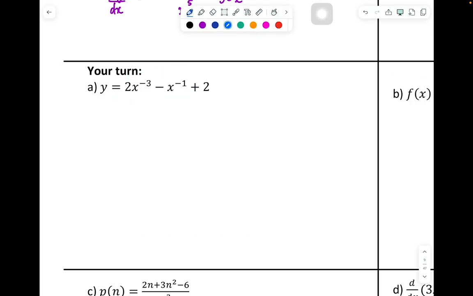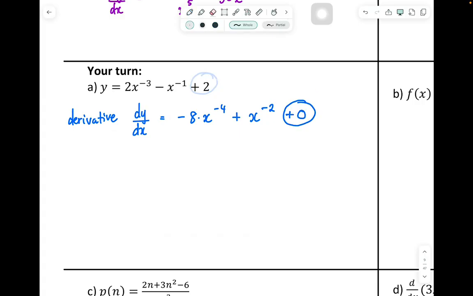These are already in negative powers, so we're going to jump straight to finding the derivative, dy/dx. Take the power, multiply it at the front, and subtract the power by 1. Take the power, multiply it at the front, that becomes a +1, and you subtract the power by 1. This is a constant, it becomes +0, so the constant disappears when you differentiate.